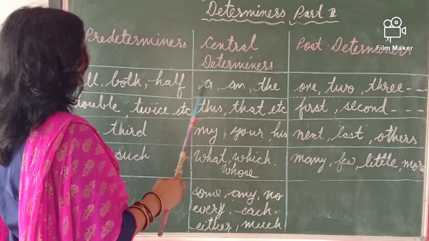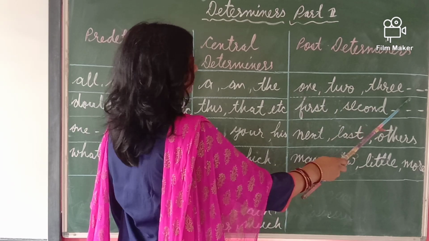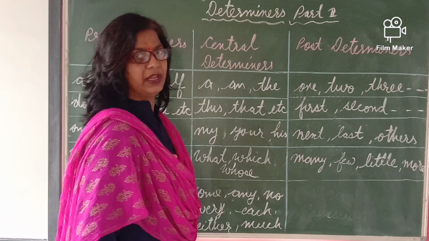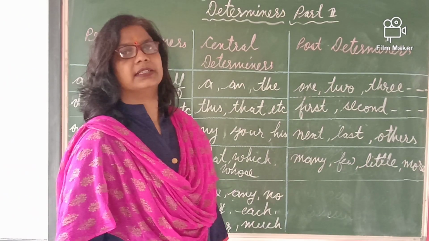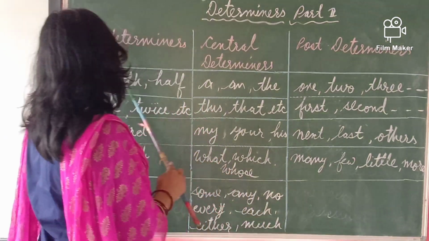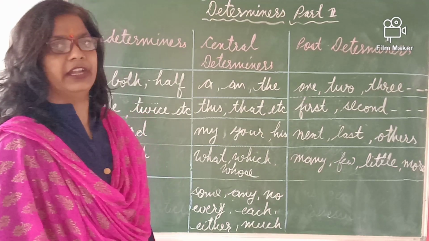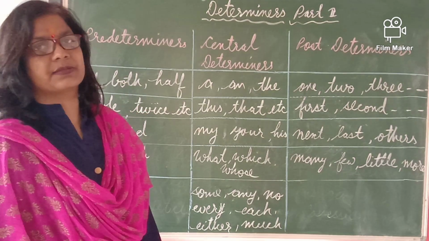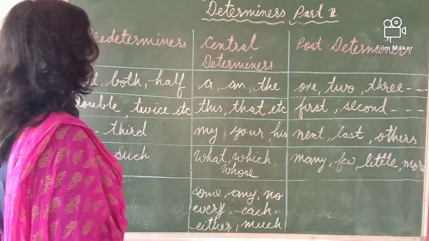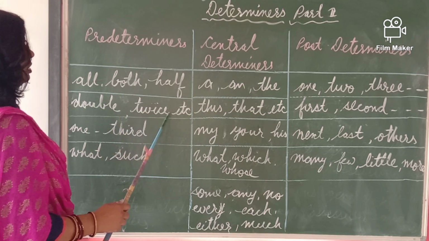A and the. These are the articles. One, two, three. These are also quantifiers. Quantifiers, when numbers are used, will be the post determiners. Articles will always be in the center, and when both, half and all are used in a sentence, they will come before the noun, before the central determiners and before the post determiners. Double, twice, etc. These are all quantifiers.